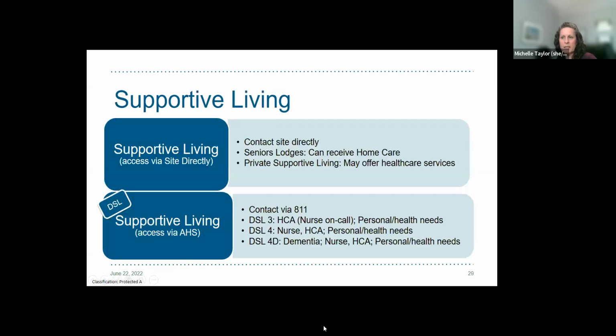Okay, and we'll go to the next slide. So on the screen here, we have two elements that we're going to discuss: supportive living, where you can contact the site directly, and then the second option, supportive living, also known as designated supportive living, through Alberta Health Services.